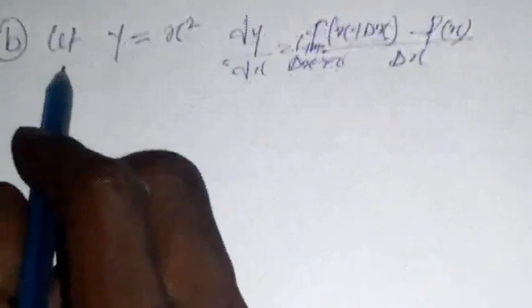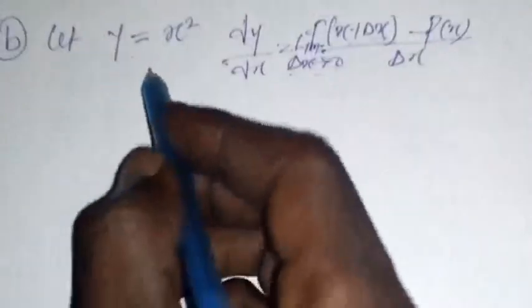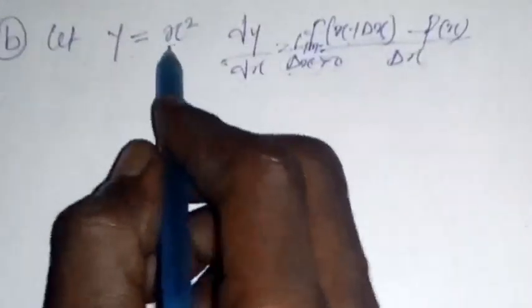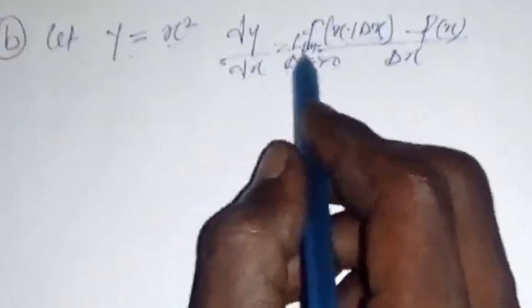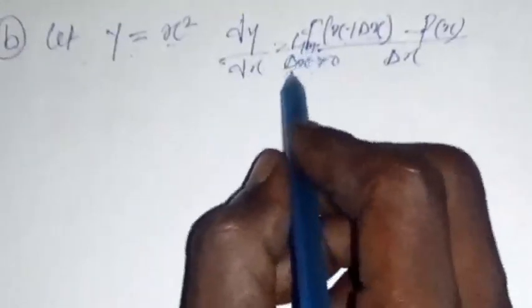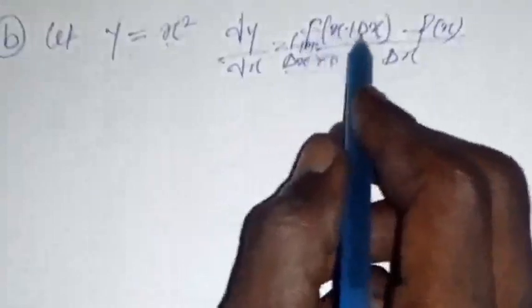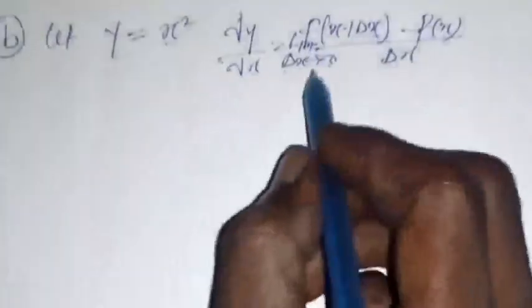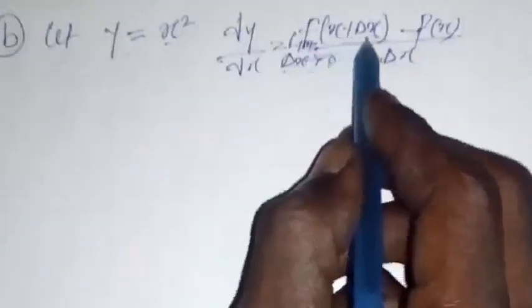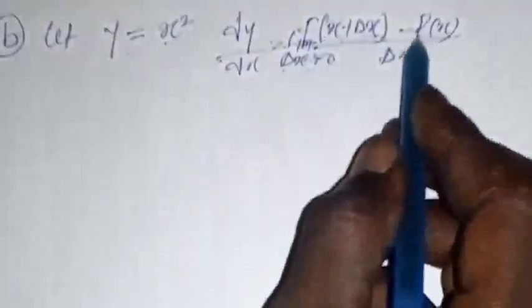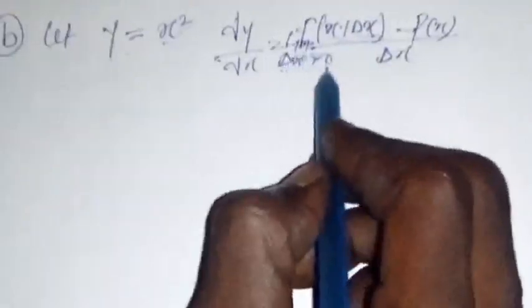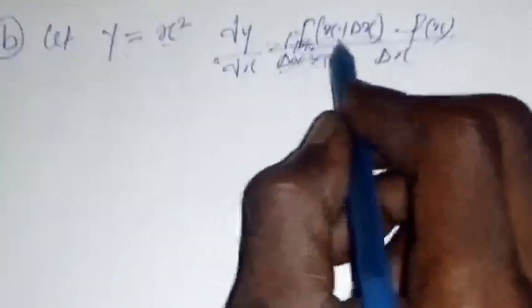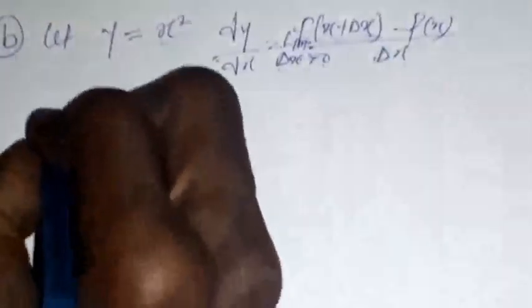In order to apply first principle in question B, we let y equals x squared, and we know our first principle is given by dy/dx is equal to the limiting value as delta x tends to 0 of f(x + delta x) minus f(x). And we know we are always going to evaluate this first expression and then this, then the whole thing, then we apply our limiting value as delta x tends to 0, then we find our dy/dx. Now, let us evaluate f(x + delta x).